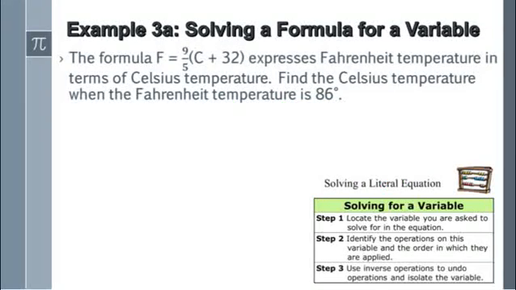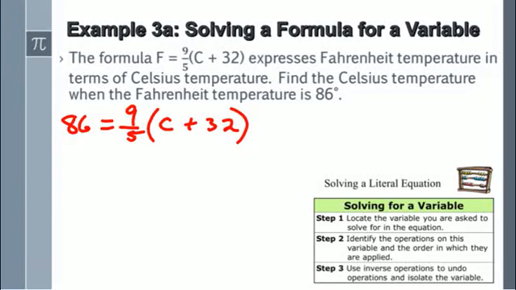Next one, now you just flipped it. So now you're trying to find the degrees Celsius. We're going to do the same thing, except we're plugging our temperature in for Fahrenheit. So I have 86 degrees Fahrenheit equals 9/5 times degrees Celsius plus 32. Again, I want to get C by itself, so I don't want this 5 in the denominator. So I'm going to multiply by 5, cancel that out. Multiply by 5 on the other side.